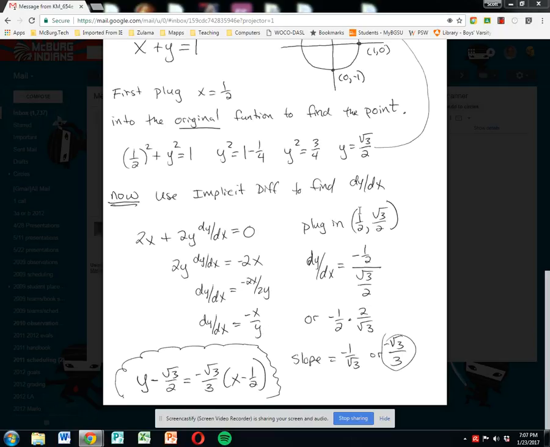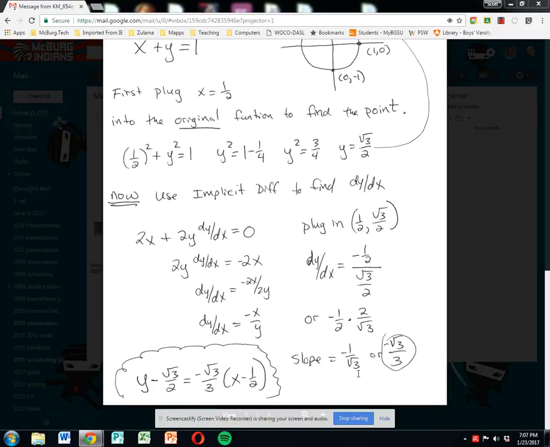So now we plug in both the x and the y terms. So 1/2 goes in for the x. Negative x becomes negative 1/2, and rad 3 over 2 goes in for the y. We invert and multiply. The 2's cancel out. We're left with negative 1 over rad 3.